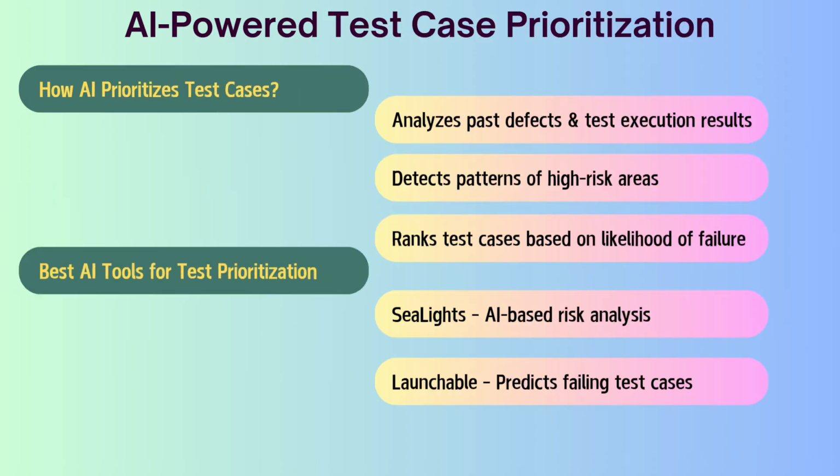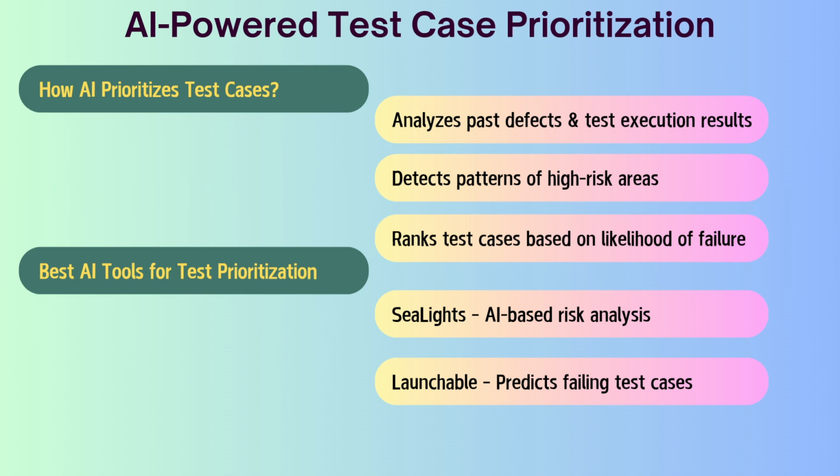Next is AI-powered test case prioritization. One of the most powerful applications of predictive analysis in testing is test case prioritization. Instead of running all the test cases, AI determines which tests are more critical. So how does AI prioritize the test cases? First it analyzes past defects and test execution results. It detects patterns of high-risk areas, and also ranks test cases based on the likelihood of failure.